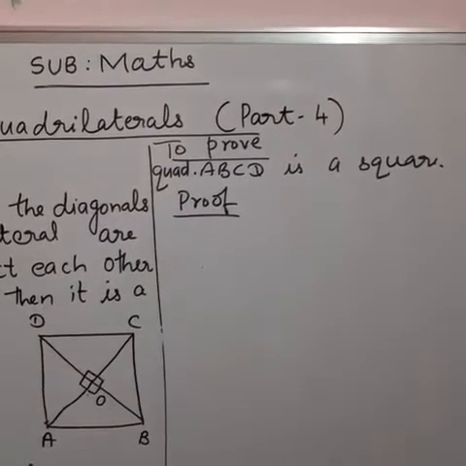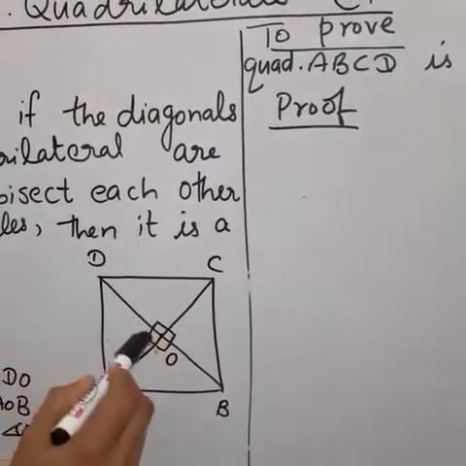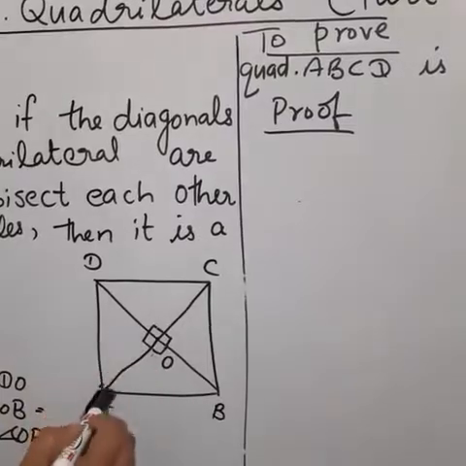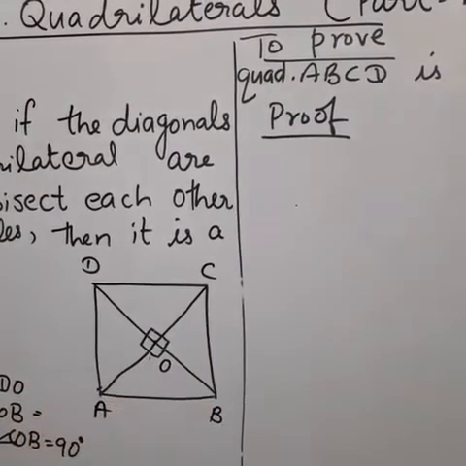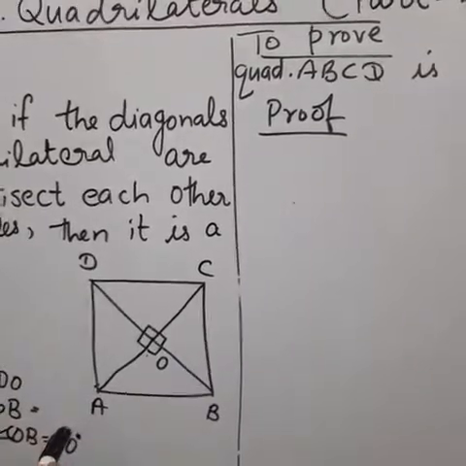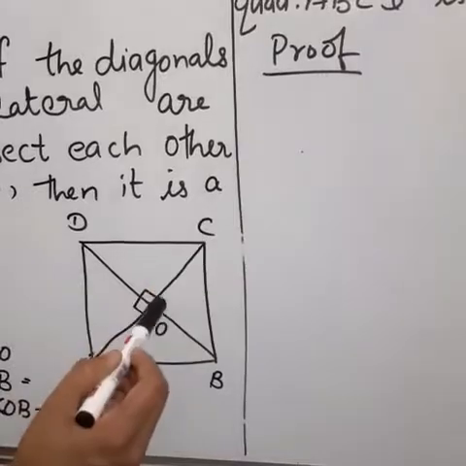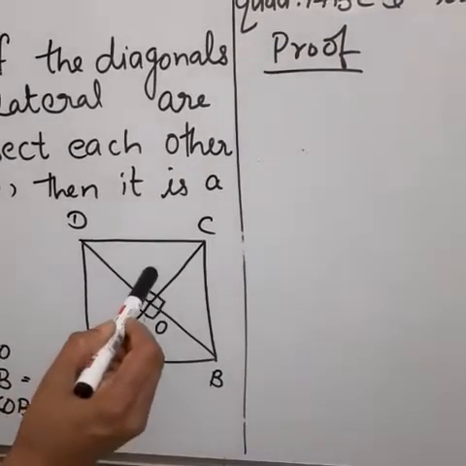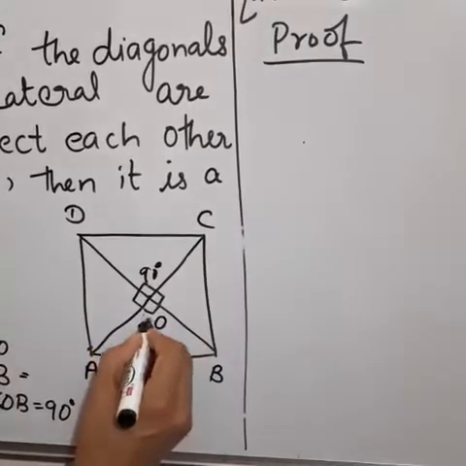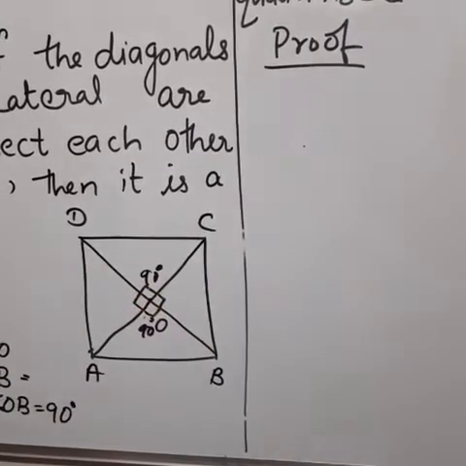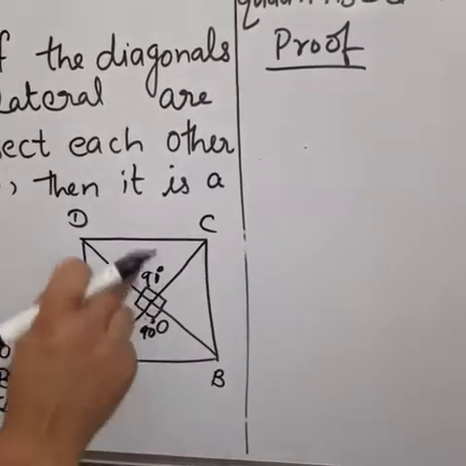So for proving quadrilateral ABCD a parallelogram, first we will prove triangle ABO and CDO congruent. How can we prove? See, in these two triangles, DO is equal to BO, CO is equal to AO, then this angle is given 90 degrees, otherwise these angles are equal by vertical opposite angles also. That also you can take. So by side angle side, we can prove these two triangles are congruent.